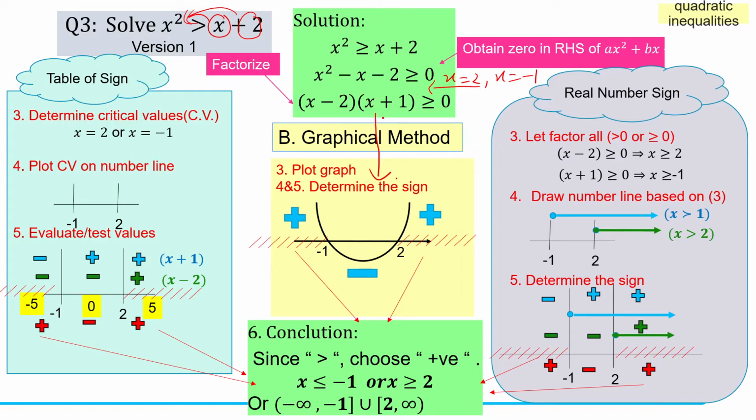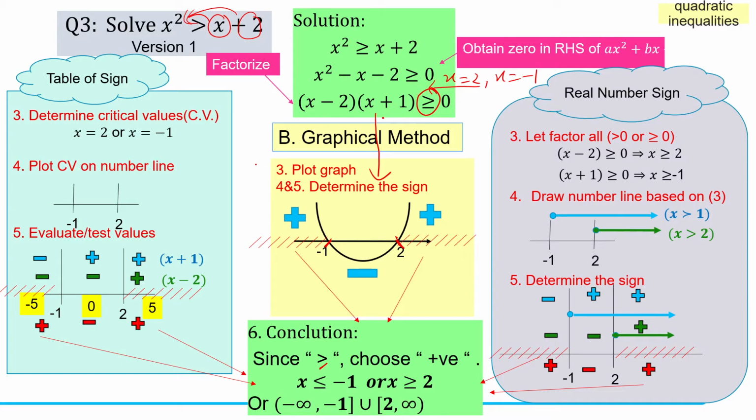Coming here, this one is a positive quadratic, so it's a smiling face. Since this is -1 and this is 2, I have the part above my x-axis positive and the part below negative, and I look at my question. This one is greater than or equal to, so choose the positive. So I have x greater than or equal to 2 and x less than or equal to -1.